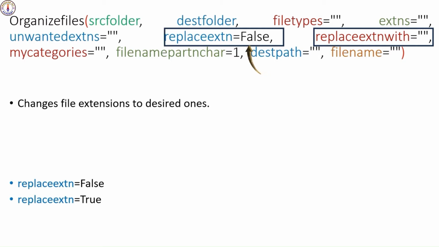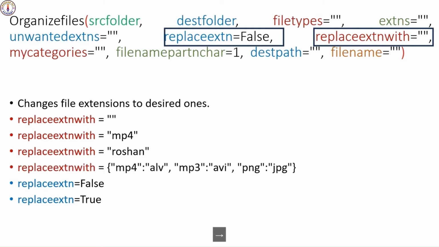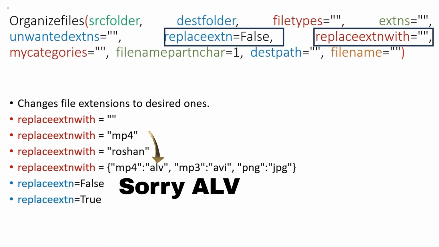If this value is true and the other is empty, your files will lose their extensions. However, if its value is MP4, then all the files will become MP4. You need to be very careful with these two parameters. If its value is Roshan, all files will change their extensions to Roshan. Sometimes you may want to change MP4 extensions to AVI, MP3 extensions to AVI, and PNG to JPG. Then you have to use a dictionary.